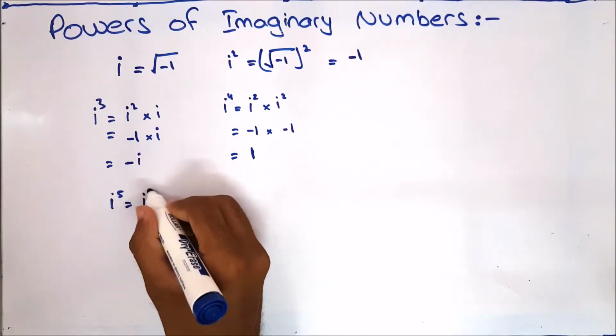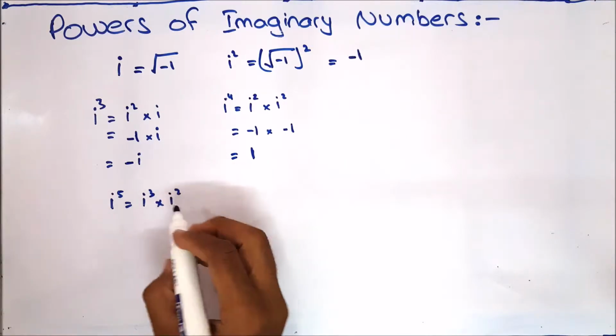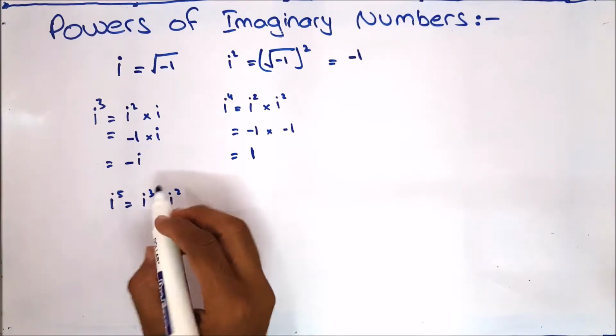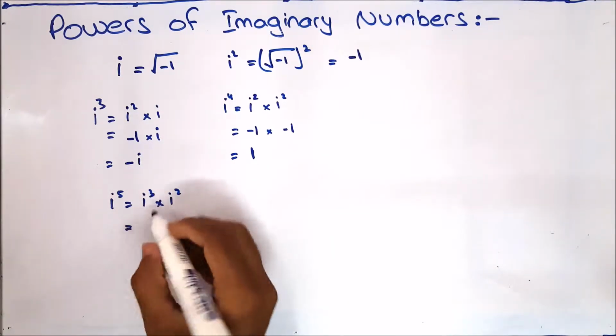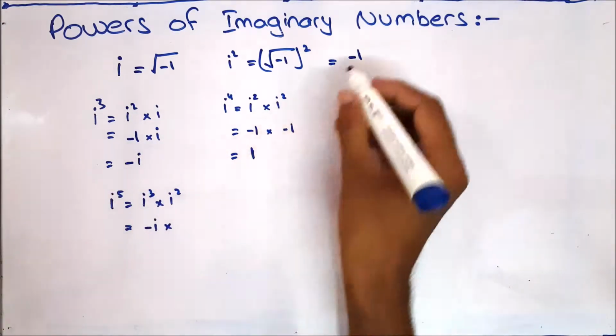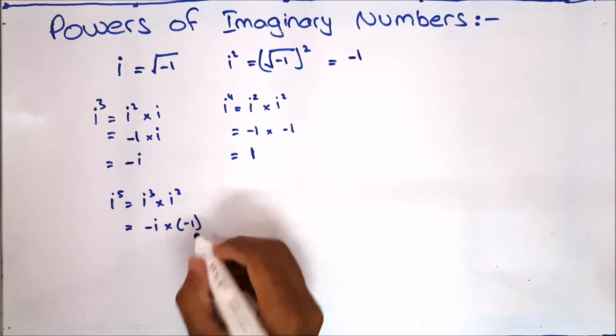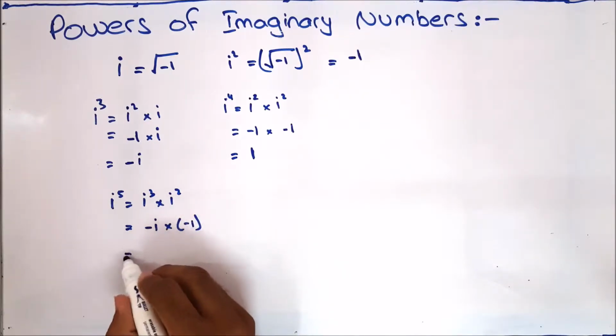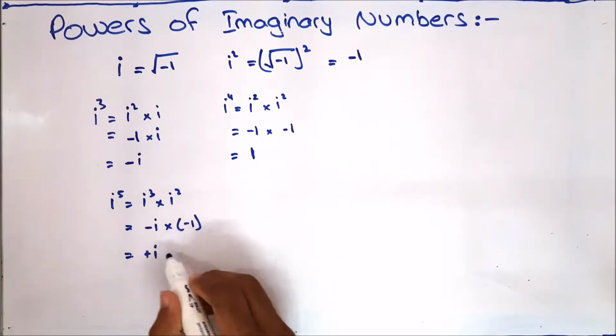Okay, let's go to i to the power 5. We can take it as i cubed times i squared, because the powers add up to 5. This becomes i cubed, which is minus i, and i squared is minus 1. Minus times minus becomes plus i.